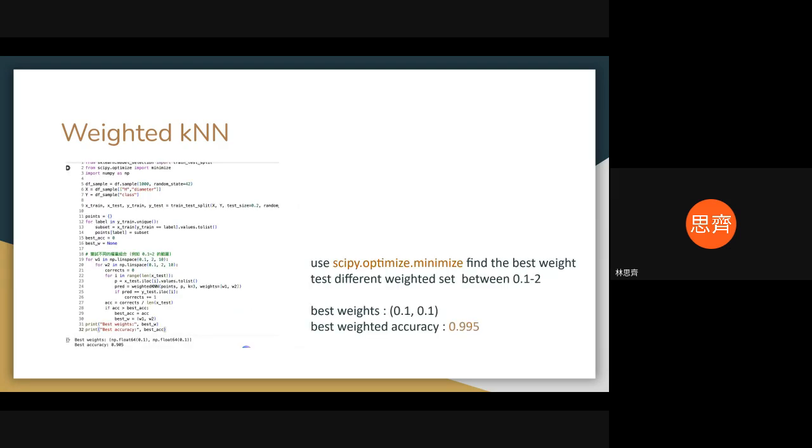So yes, so we use this function to minimize, and so from 0.1 to 2, and the results are as shown.